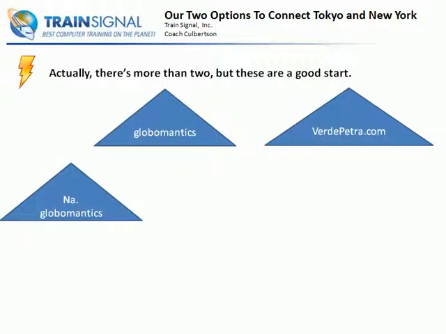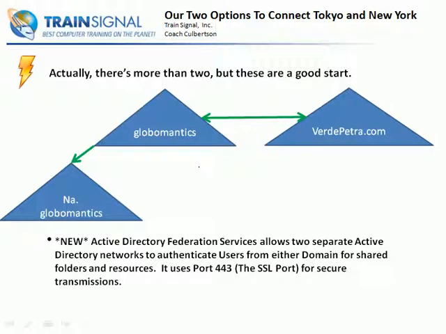So in terms of options to connect, again, there's more than two, but these are a good start. We need to have a direct connection or a direct relationship between Globomantics and Verde Petra. We also need to have a connection between Verde Petra and the NA.Globomantics, but we're going to talk about how we can use something called a transitive trust after a little bit that will actually allow us to do that. Basically what we need is we need to have these guys all talking together. They all need to be part of the same network.